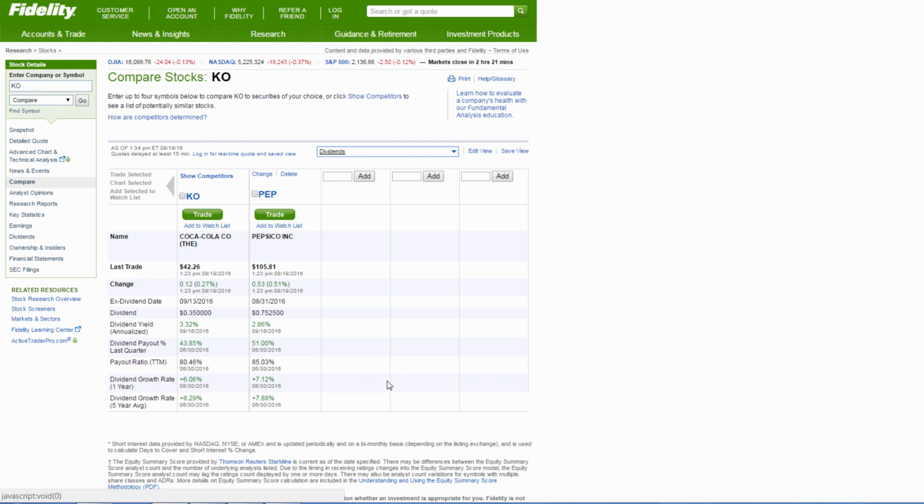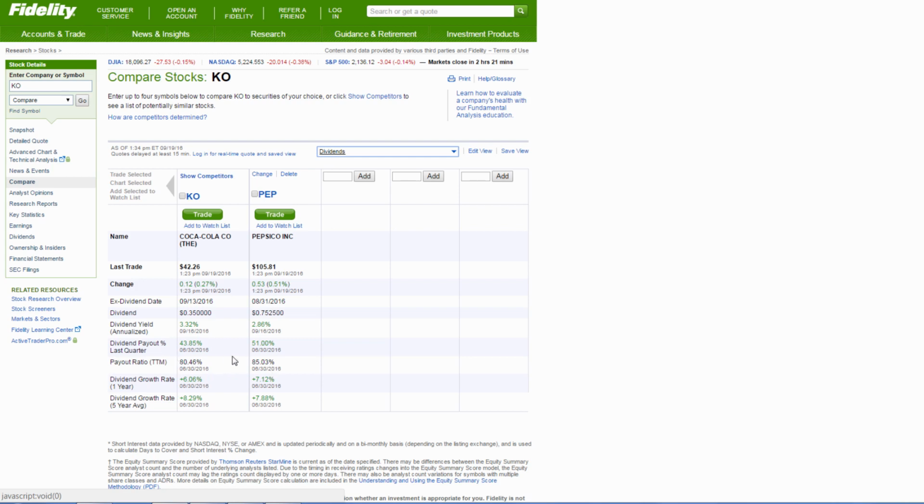Also, we want to look at the payout ratio, where we want a lower number. We're really concerned that anything that starts getting over like 70% might be a little concerning. So if we look at our payout ratio, you can see they both pay out pretty high, 80 and 85. Just something to keep aware of.